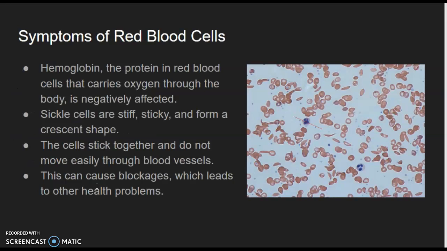Symptoms in red blood cells. Hemoglobin, the protein in red blood cells that carries oxygen through the body, is negatively affected. Sickle cells are stiff, sticky, and form a crescent shape. The cells stick together and do not move easily through blood vessels. This can cause blockages, which leads to other health problems.